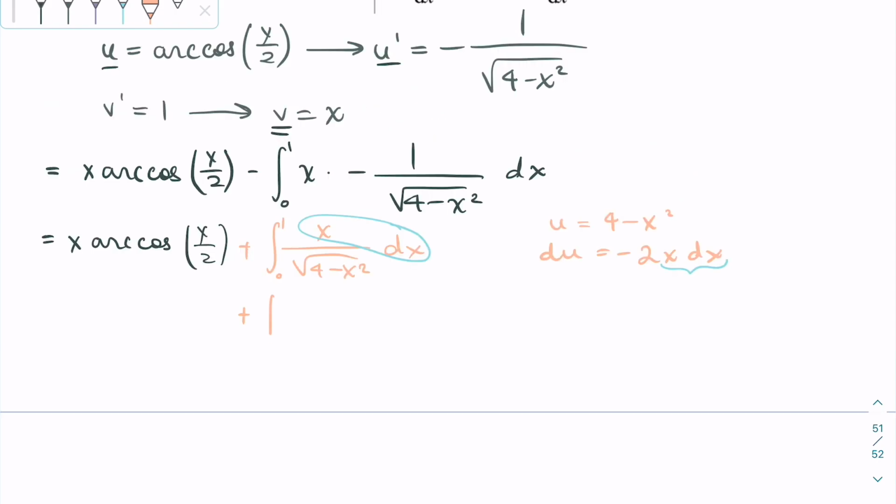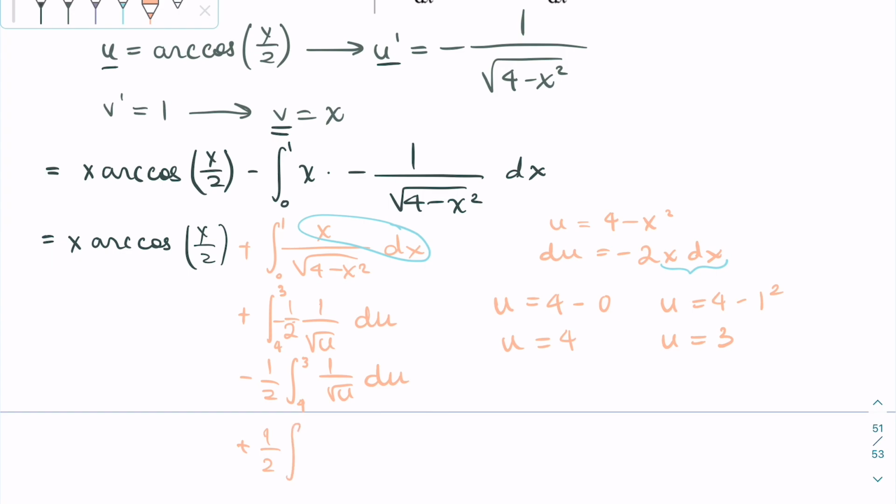We have replaced 4 minus x squared with u, so our integral will look like 1 over square root of u du times minus 1/2. Since we have made a substitution of the variable from x to u, we must now change the limits. We do this by substituting the limits into x and solving for u. This means that the limits will be 4 and 3.